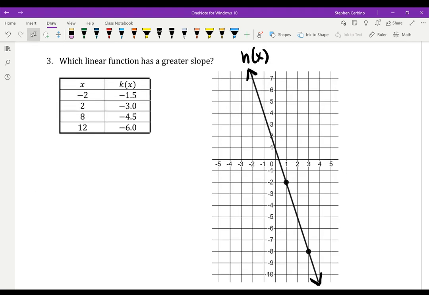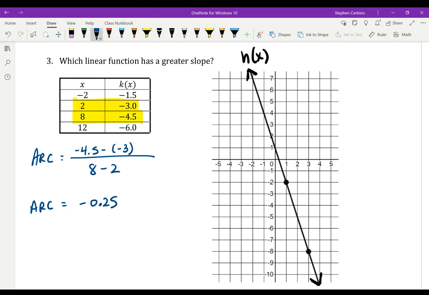For number 3, we need to figure out which one has a greater slope. Well, to do that, we need to calculate some slope. So I'm going to use these 2 points to calculate my slope using the average rate of change formula. So I'm going to subtract the y values, so minus 4.5 minus negative 3, and subtract the 8 and the 2. Well, if I put that into my calculator, I get an average rate of change of negative 0.25. This is my slope.